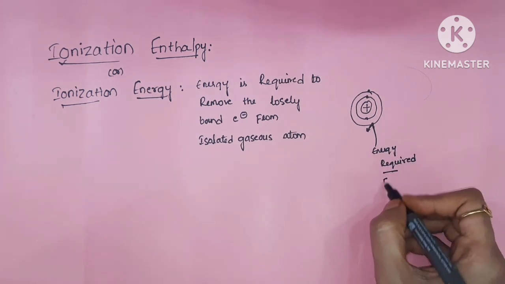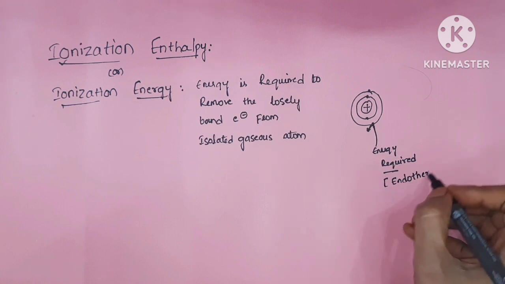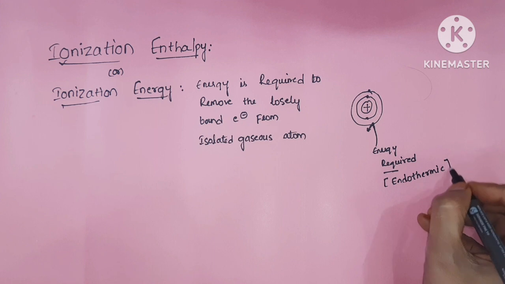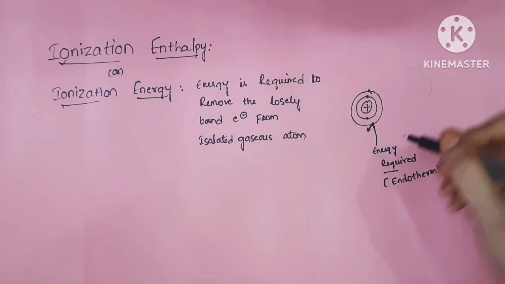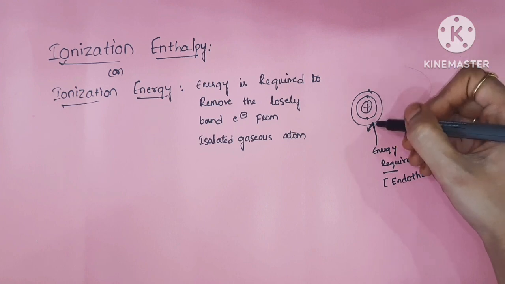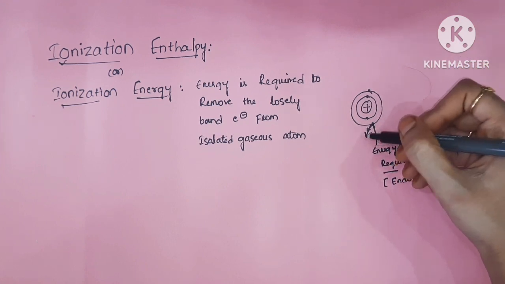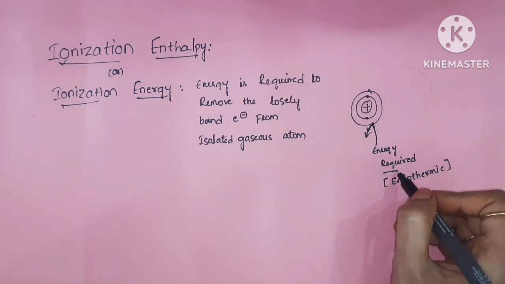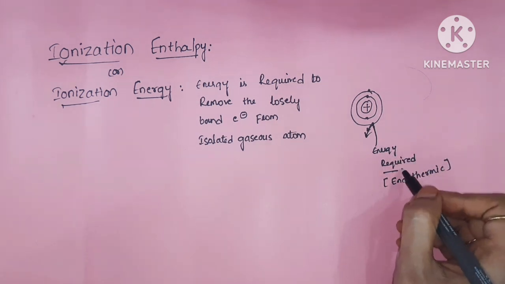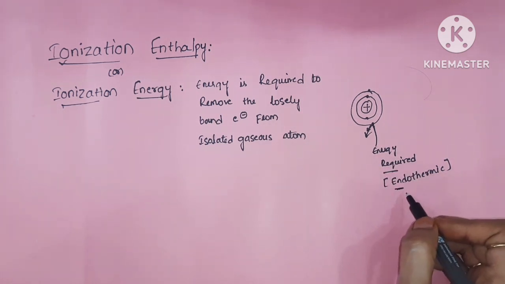That's why it is endothermic, not exothermic. Why? Because energy is required to remove the electron from the atom. So energy is always needed, always required here. That's why the system is endothermic.